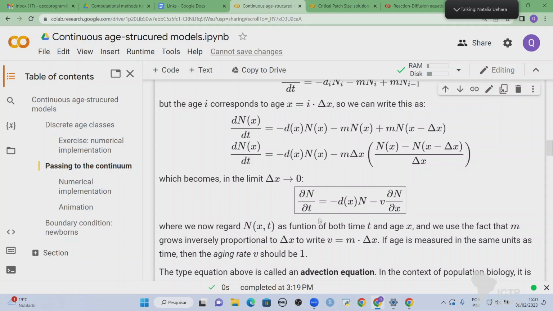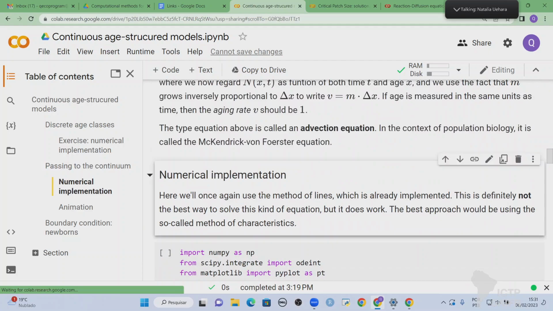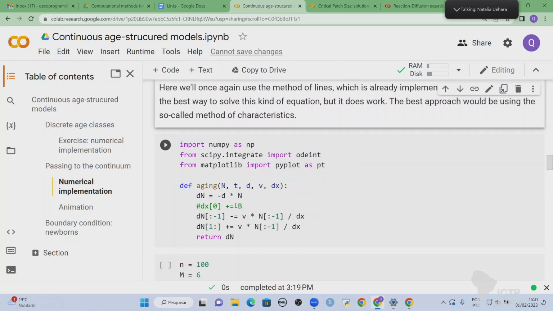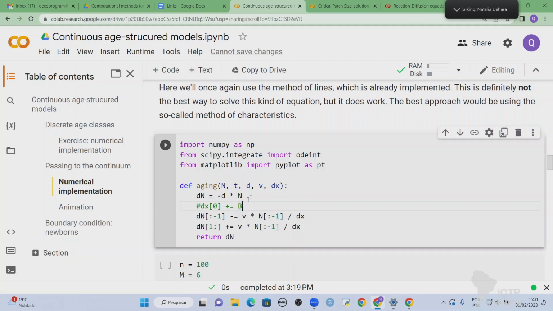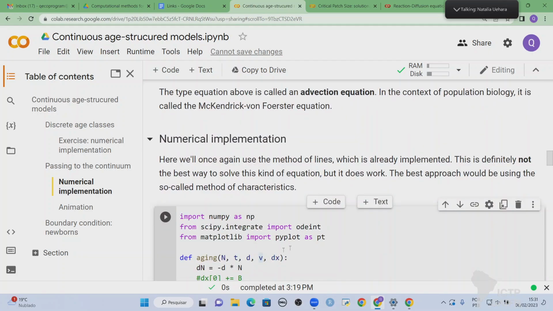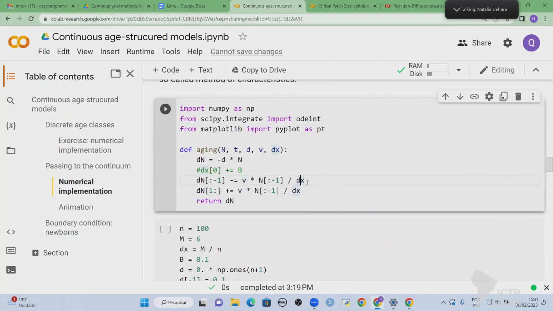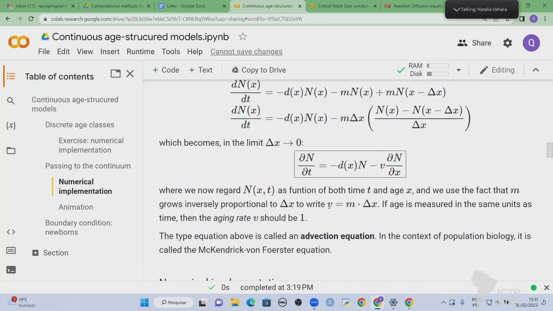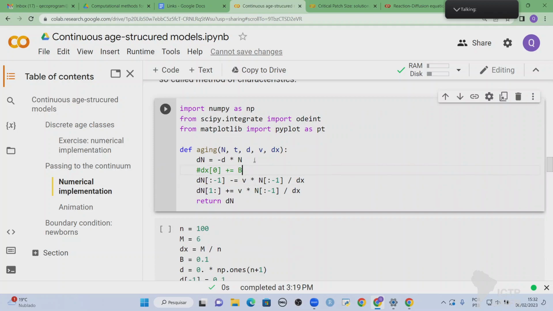So let's try to solve this. The numerical implementation is pretty much the same as before. I excluded the birth here because I don't want to talk about birth right now. The equation is pretty much the same. The only difference is that instead of having the n here, I substituted n by v over dx. That is exactly the definition of v, so v is m times dx, so m is v over delta x.